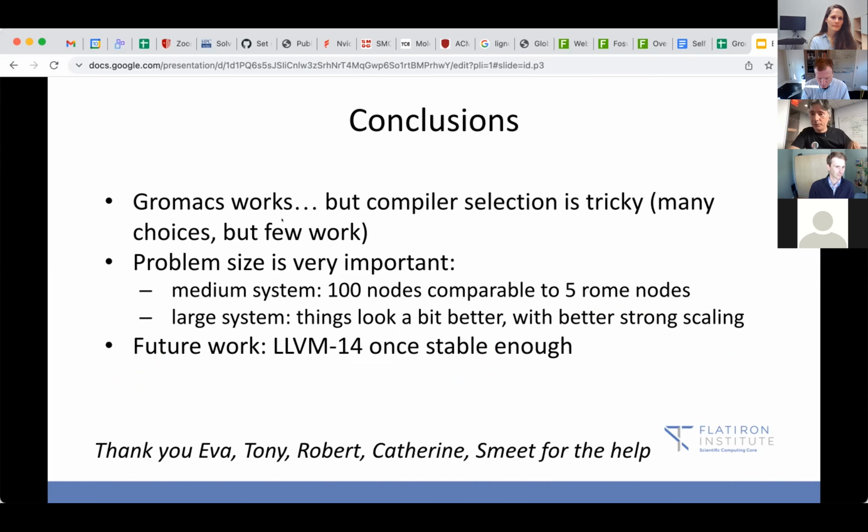For the large system, however, things look better, and you could see that we also saw better strong scaling as we were increasing the number of nodes. Something I want to do in the future is look at LLVM 14 once it's stable enough, or at the ARM compiler, but ideally, I guess this will end up becoming one and the same thing.